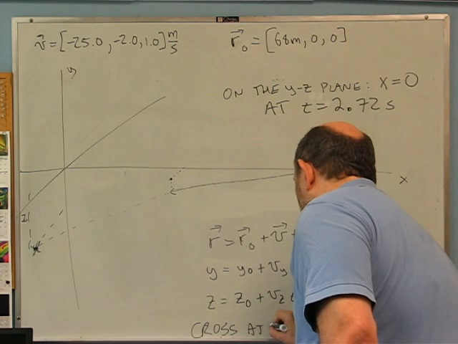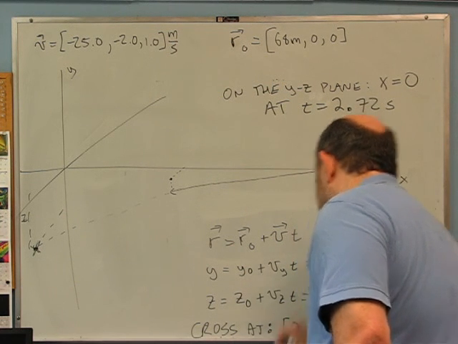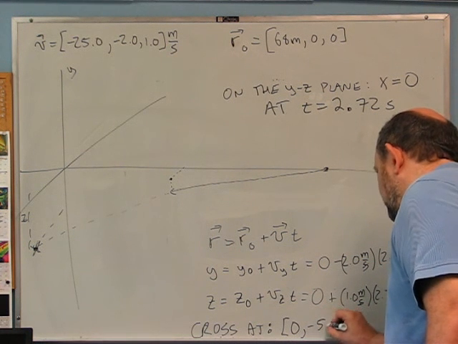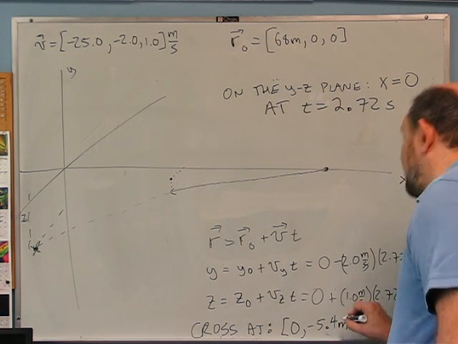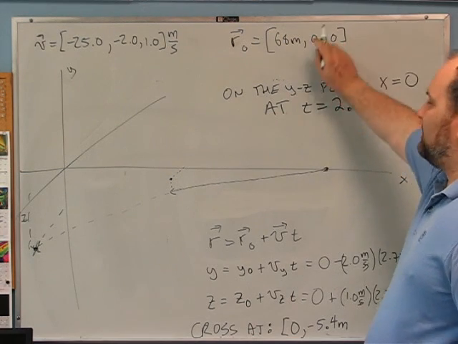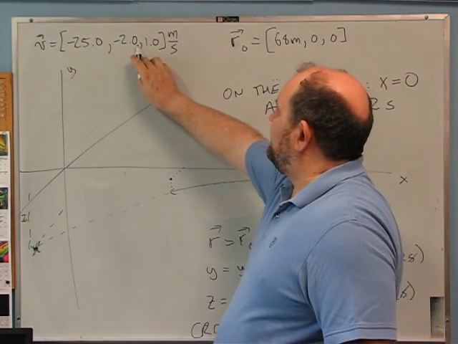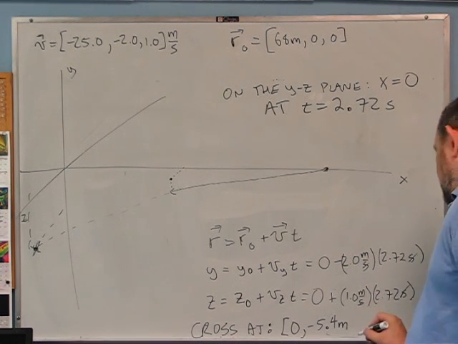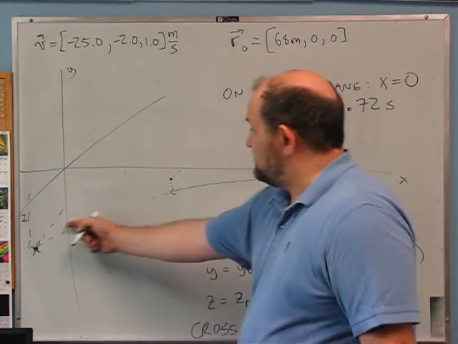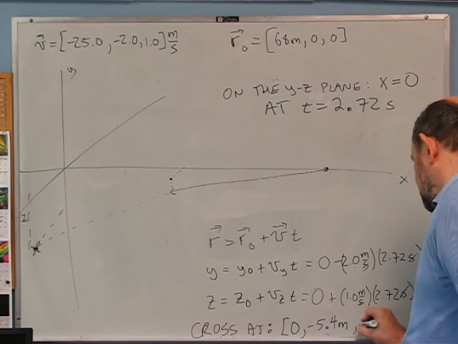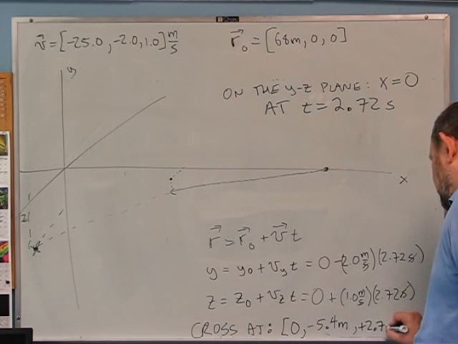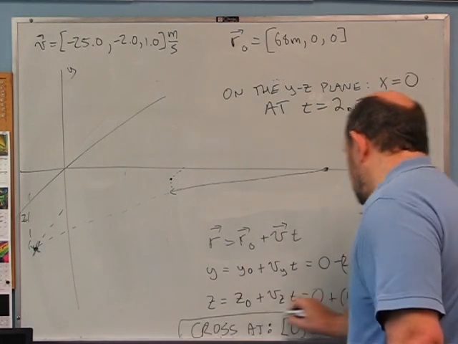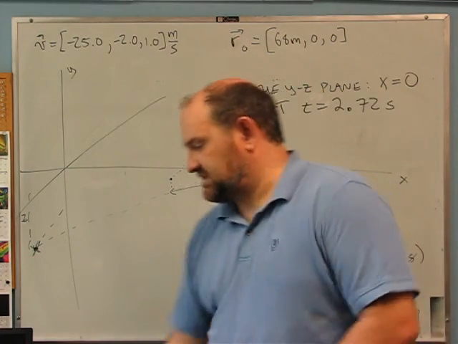So we know it's going to cross the yz plane at x equal to 0. That's what defines the yz plane. y is equal to minus 5.4 meters. Let's pretend the 0 is perfect, but we had two significant figures in this, so 5.4, that's how it works out. And then plus 1.0 times 2.72, so it's actually crossing at plus 2.7 meters. All right, so that is what this point is right there. That is where it crosses the yz plane.